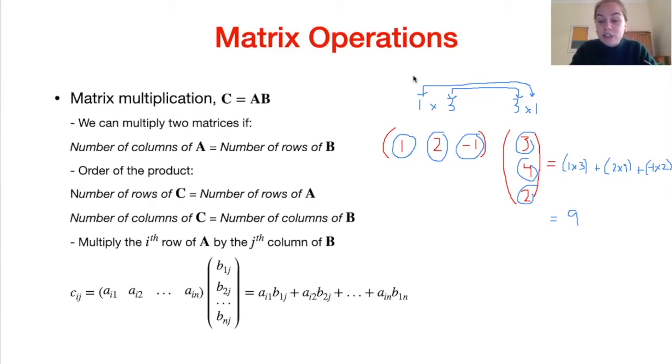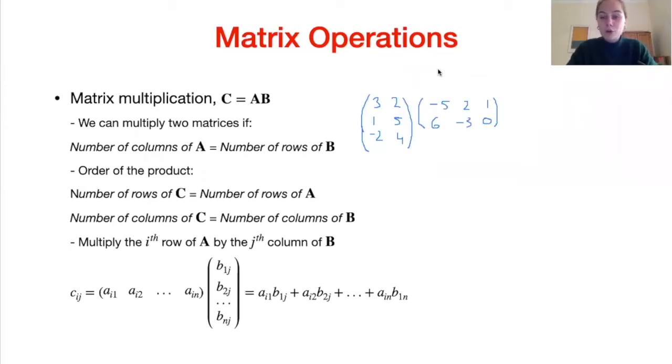Now let's look at a slightly trickier example. Okay, so we're going to have a look at this problem right here. Again, we're going to do the check that we can multiply them and find the order of our product. Well, this matrix here has 3 rows and 2 columns, and here we have 2 rows and 3 columns. So we check these two are equal. Great, we can multiply them. And then we see from these two outside numbers what the order of our product is going to be. So in this case, the product is going to have order 3 by 3. So let's work out this product then.